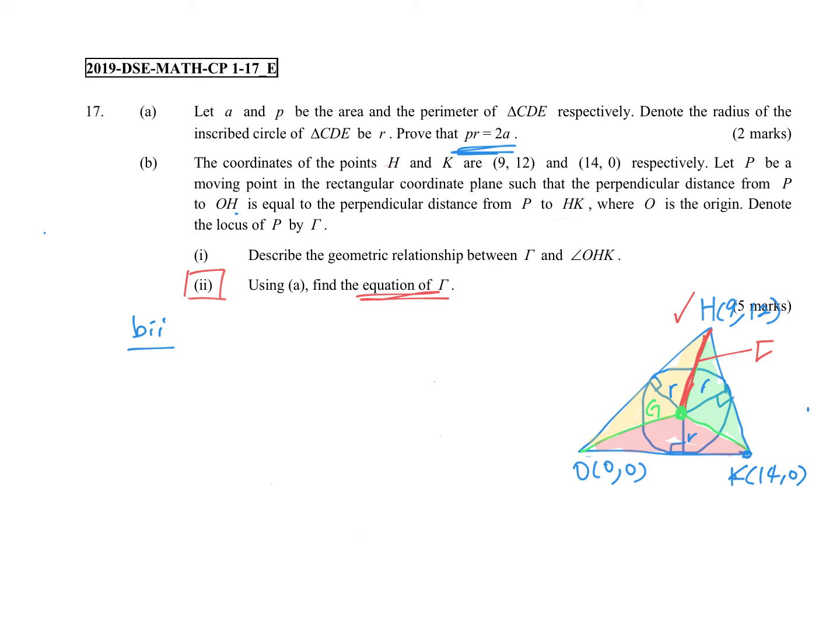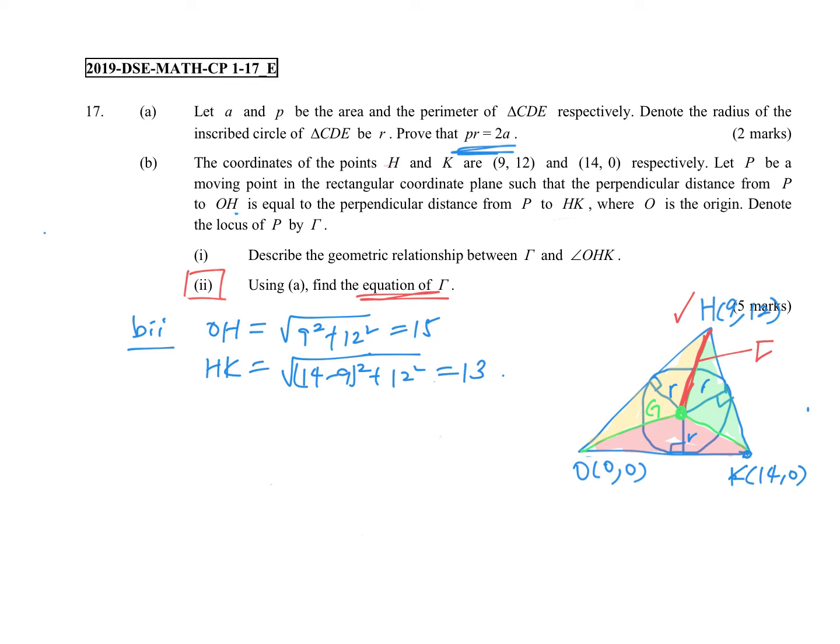So up to now, P is not known, A is also not known. But here you can see the 3 points are all given. So that's why we try to find OH. That would be 9 squared plus 12 squared. So that would be 15. And then HK, that would be 14 minus 9 all square. The distance formula, and then plus 12 square. And that would be 13, am I correct? Right.